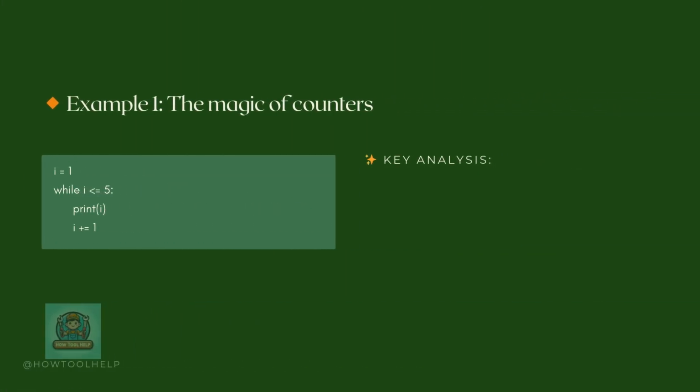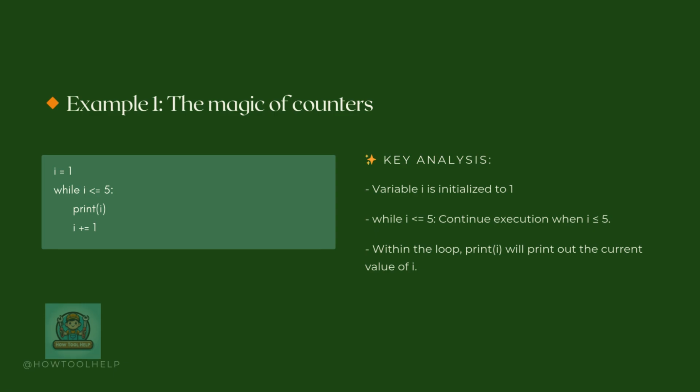The magic of counters. Breakdown. The variable i is initialized to 1. The loop continues as long as i is less than or equal to 5. Inside the loop, print(i) displays the current value of i. i is incremented by 1 to ensure the loop terminates after 5 iterations.